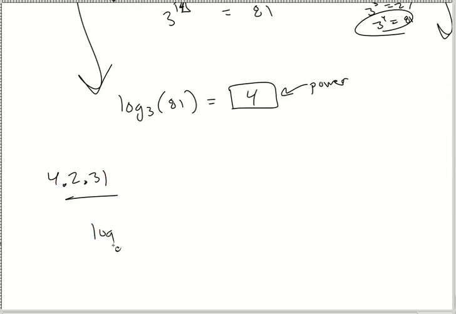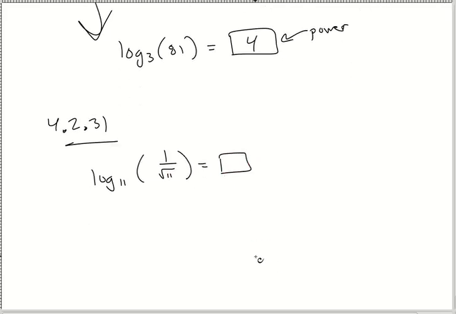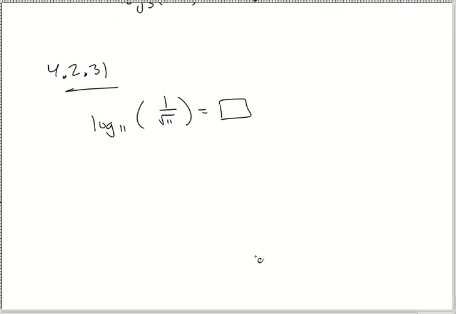Okay, I got log base 11 of 1 over the square root of 11 is equal to what? It's no coincidence that you have an 11 and 11. That is going to be helpful to us. I'm going to set this thing up. I got my 11, and to the power of box is equal to 1 over the square root of 11. I basically just rearranged it like I normally would. I'm wondering what power of 11 makes this thing work.